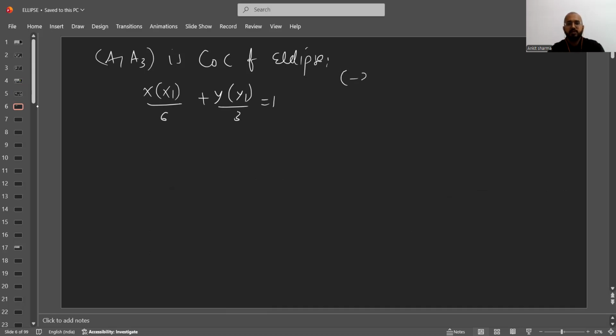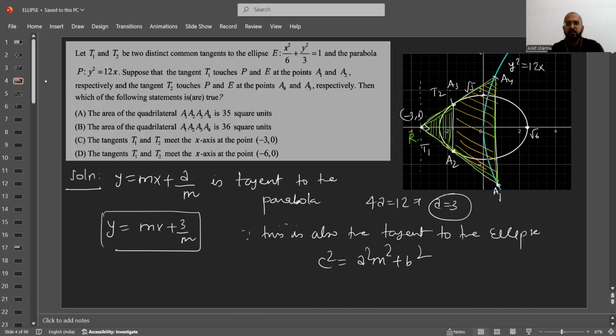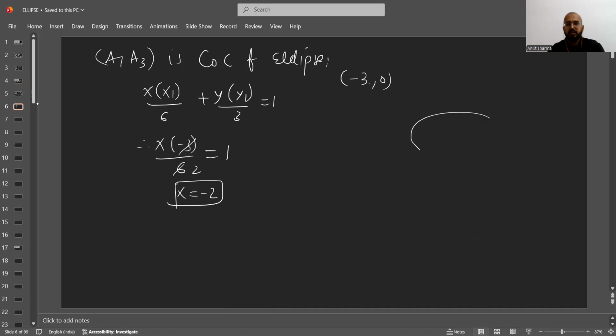So since x1 comma y1 is minus 3 comma 0, we can just plug in here. So x into minus 3 over 6 is equal to 1, but this is 0. So this gets cancelled. I get here x is equal to minus 2. So x is equal to minus 2. That means the base point right here is going to be my minus 2 point. So from minus 2, I need to see where this point is intersecting on A3.